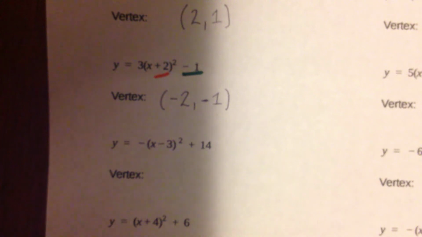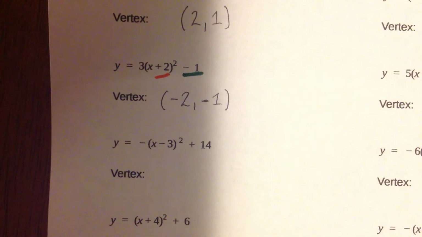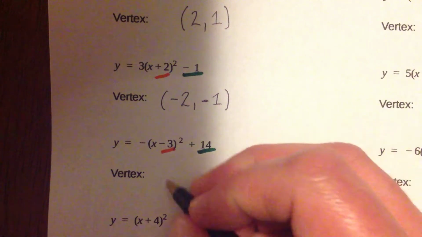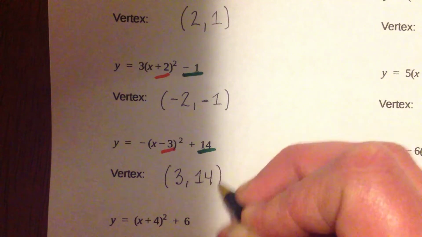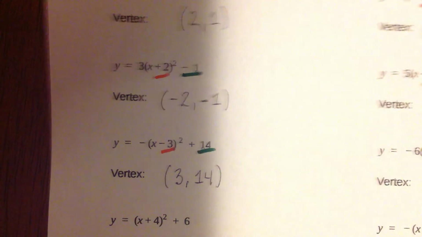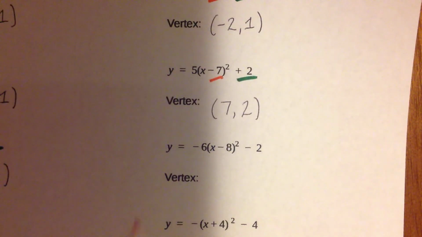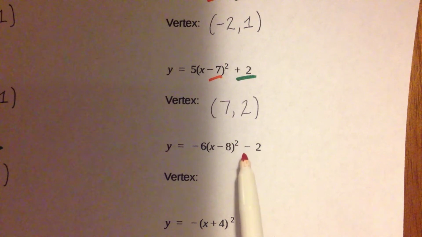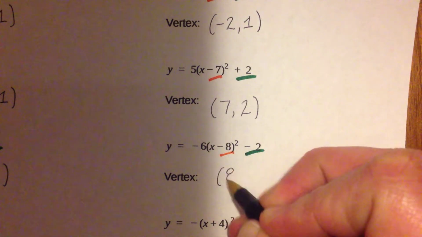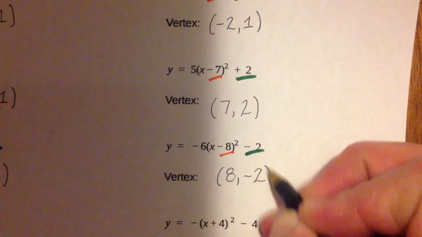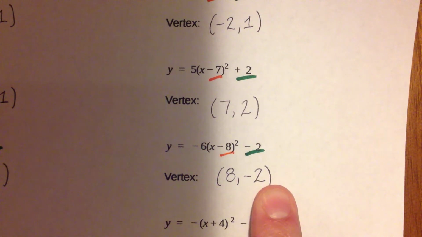In my next equation, I have the opposite of the quantity x minus 3 squared plus 14. Remember, I take the opposite of what's inside here, so the negative 3 turns to a positive 3, and the positive 14 stays as a positive 14. In my next equation, I have negative 6 times the quantity x minus 8 squared minus 2. We have our h, we have our k. Again, I take the opposite of the negative 8, turning it to positive 8, and I keep negative 2 as is. That would be the vertex of my graph, 8, negative 2.